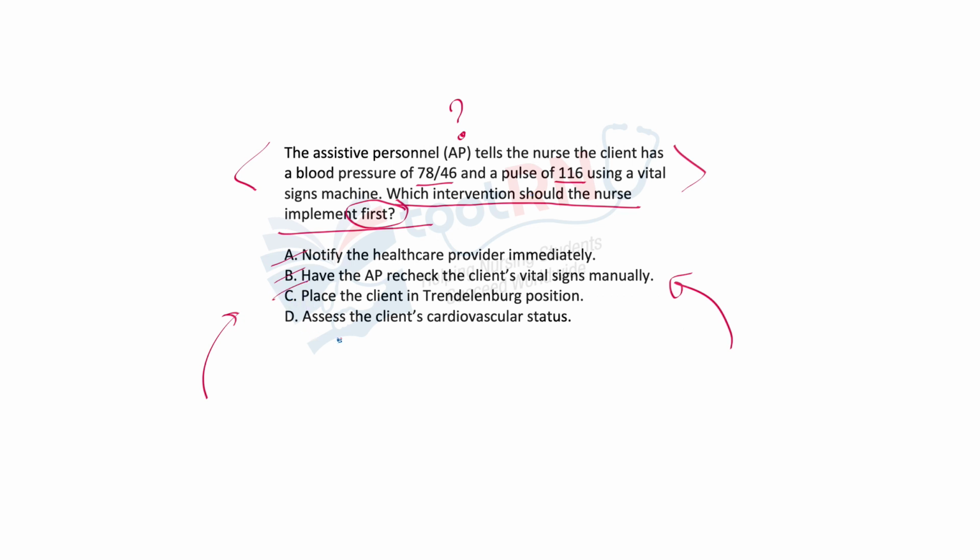So D says, assess the client's cardiovascular status. You're going to do this first. And yes, that's right. Because this could be true, these vital signs, or it could be a problem with the machine. But the priority, the thing you have to do right now is go in there and check your patient, because these are signs that they are experiencing shock. We need to go in and check to see if our patient is okay before just saying, oh, it's the machine, do it again. The machine's not a priority, our patient is. And so D is the correct answer here.